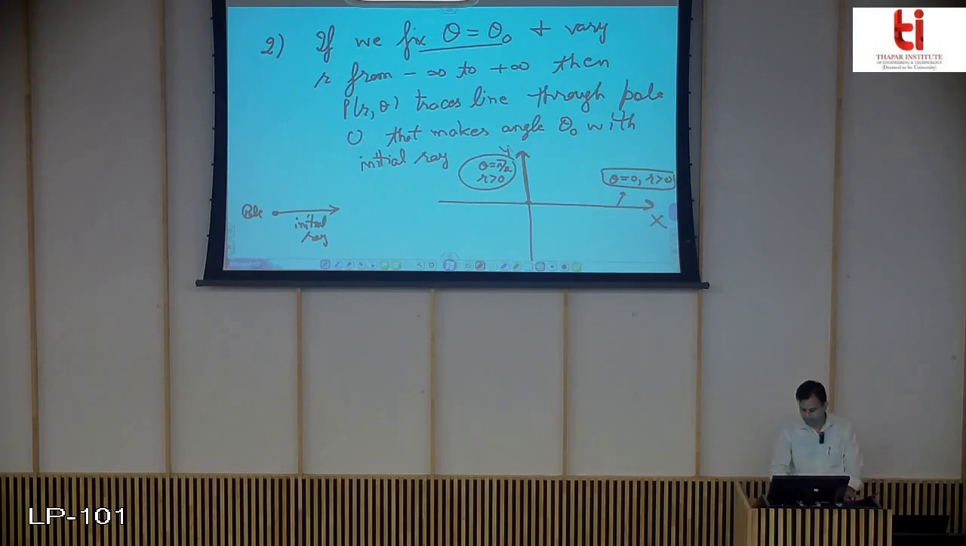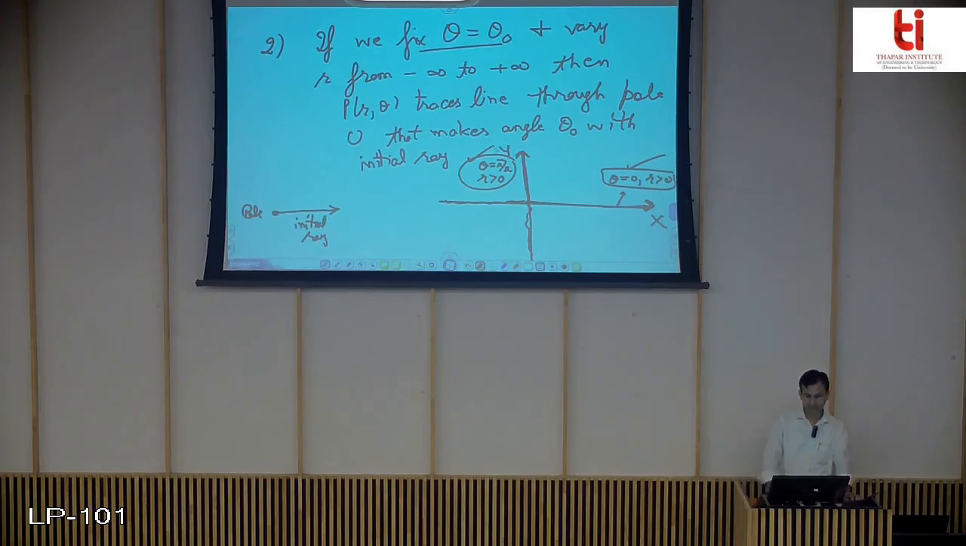Similarly, you can have the same concept for the negative x-axis and negative y-axis. Even from here, you can generate the negative x-axis by putting r less than 0. And the negative y-axis by putting r less than 0, you will get the negative y-axis.